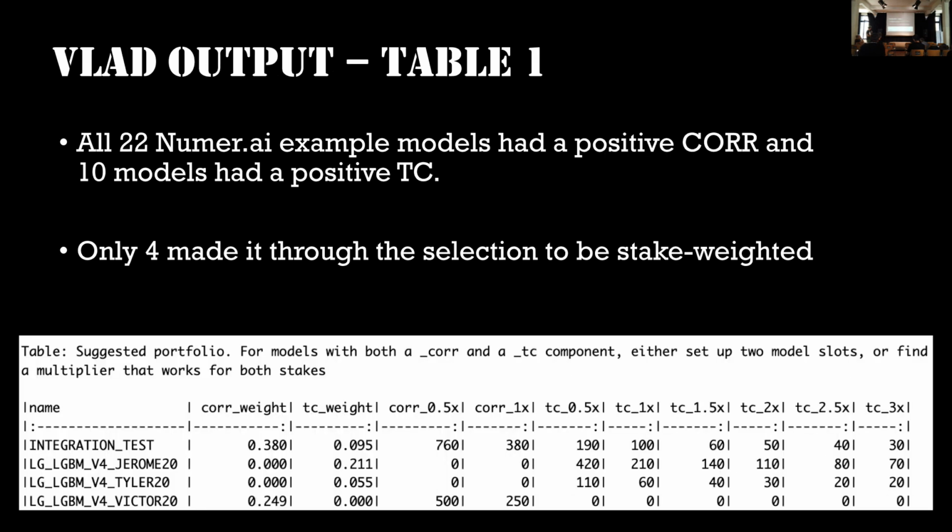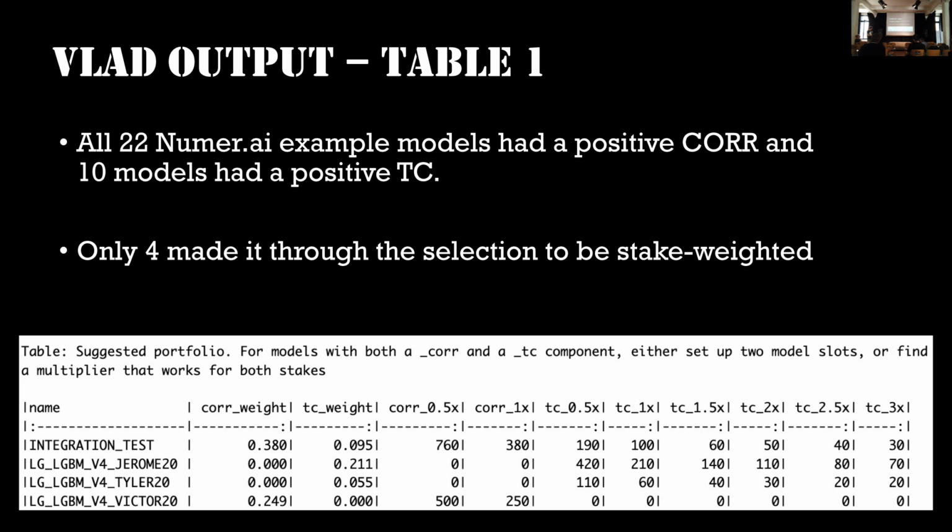Let's see. So output. So as I said, all 20 Numerai example models had a positive score, but only 10 had a positive TC. So also for them, it's hard to get TC. Might be the PDM1 minus P thing for them as well. If you run it through Vlad, only 4 of them make it through the selection to be stake-weighted, integration test from way back. I think this is still running on version 3 of the data, maybe. I'm not sure what it's running on these days actually.